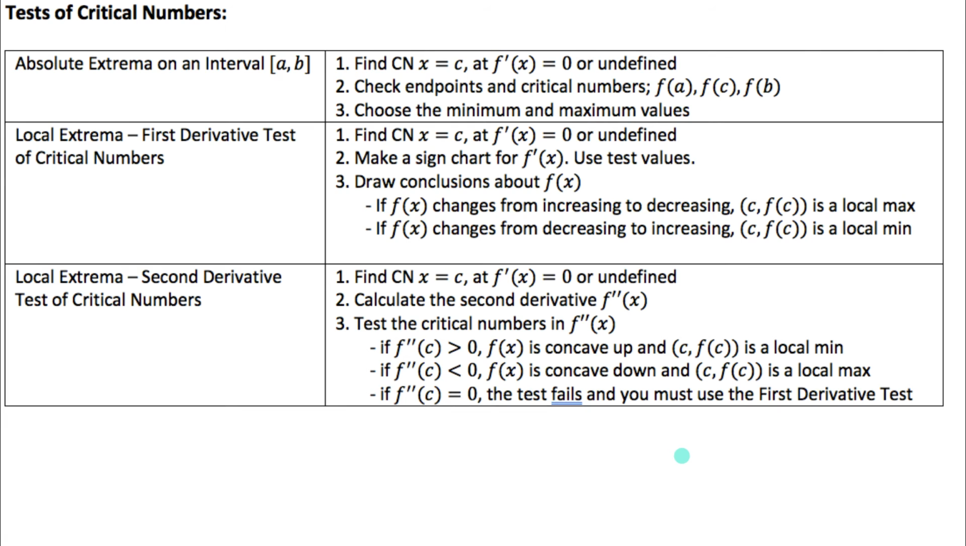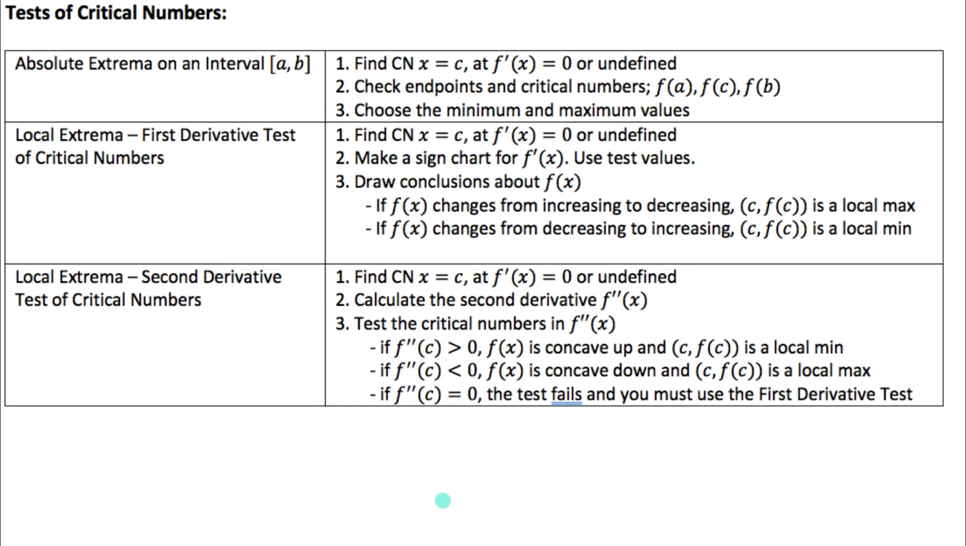To classify a point as a local max or min, we can use the first derivative test or the second derivative test. If we look at both of them, they both start with the same step number 1. Find values of x that make the first derivative 0 or undefined. After we have those values of x, we have to figure out, okay, on the original function at those values of x, do we have a local max, a local min, or neither? And there's two ways to do that.